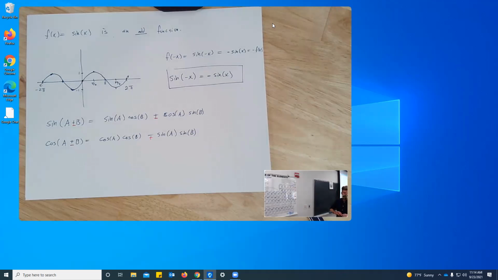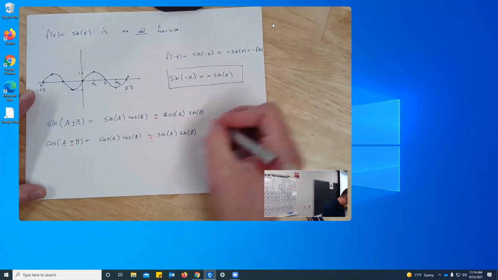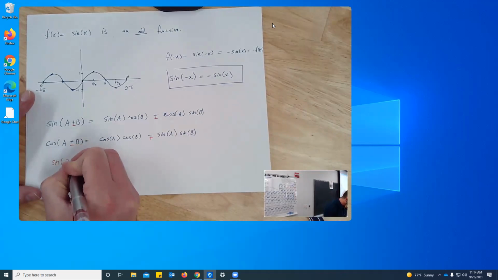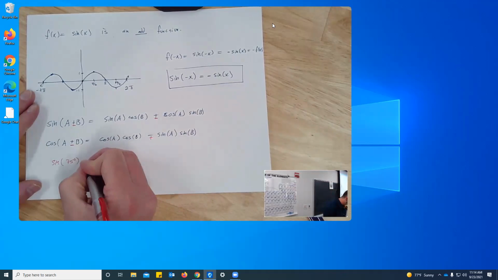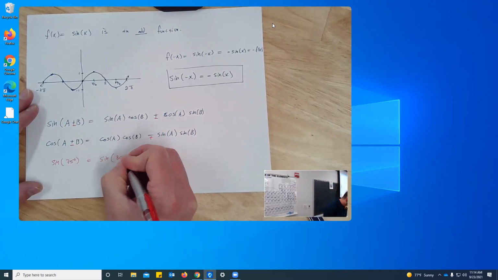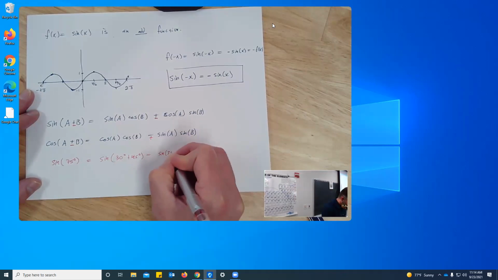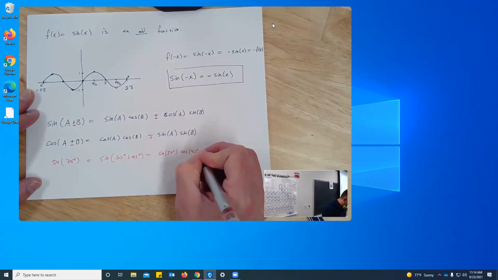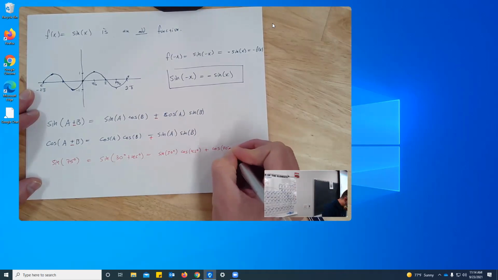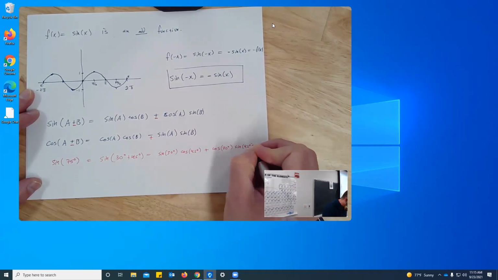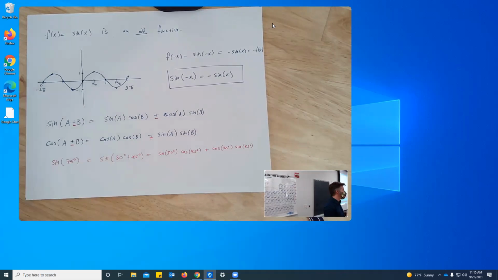You should be aware of how to find sine of 30 degrees or 45 degrees or 60 degrees, all the standard angles. But if you know sine and cosine of those standard angles, you could use this formula to find, say, sine of 75 degrees. Because you can write it as sine of 30 degrees plus 45 degrees. And then you can write that as sine of 30 times cosine of 45 degrees plus cosine of 30 degrees times sine of 45 degrees. Which is kind of neat. So it gives you more versatility.